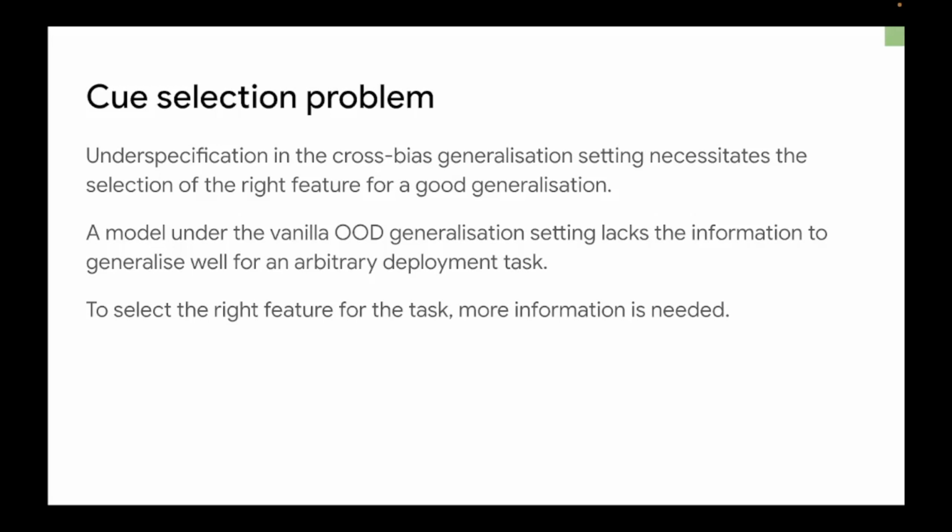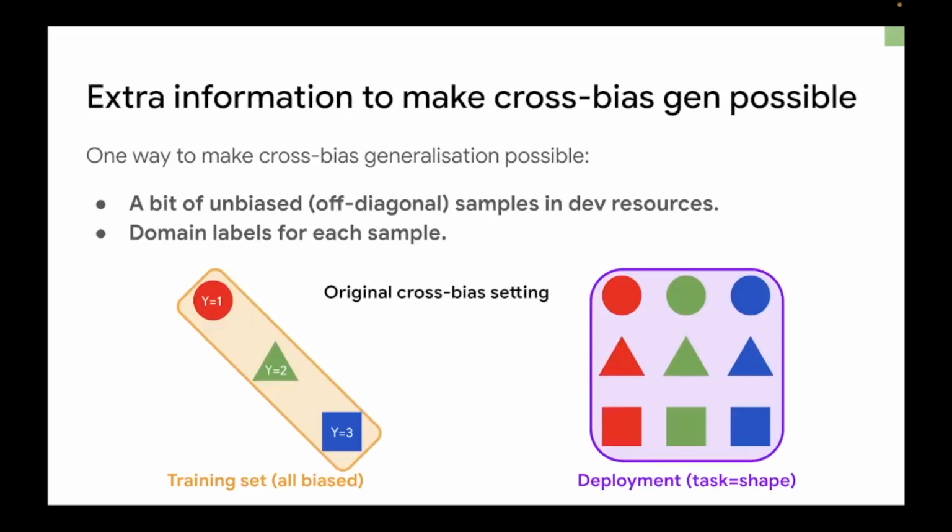So the key point here is that you actually need more information to select the right feature for the task. What kind of extra information could be there to make cross-bias generalization possible? So I wish to talk about two different ingredients here. One is to use a bit of unbiased or off-diagonal samples in development resources.